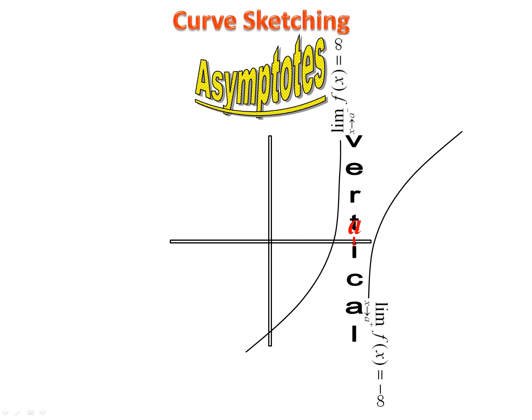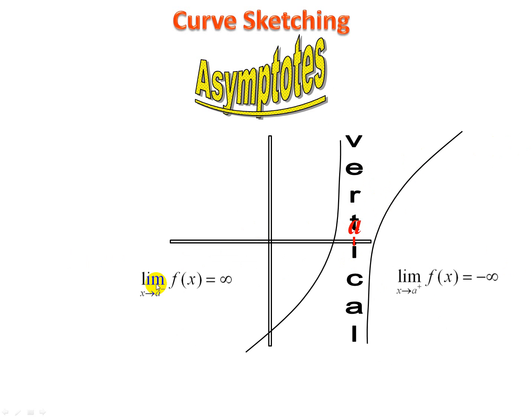There is a vertical asymptote. This is the line x equals a. And as x tends to a from the left-hand side, this graph is climbing and the y value, the function value, is tending towards infinity. As x tends to a from the right, from a positive, the graph is tending towards negative infinity. We could flip this graph and have it tending towards plus infinity here, and flip it and have it tending towards negative infinity here. Either way around will work.